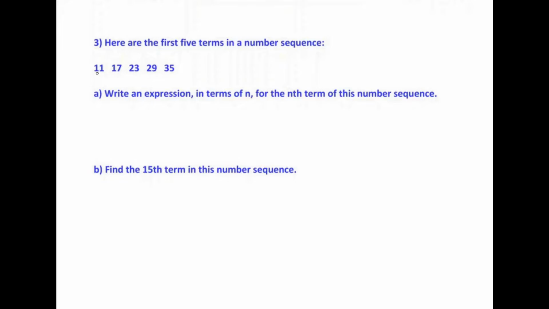In the third question, we have 5 terms in the following number sequence. We have 11, 17, 23, 29, and 35. In part A, it says write an expression in terms of n for the nth term of this number sequence. So we find the difference between each of the terms.